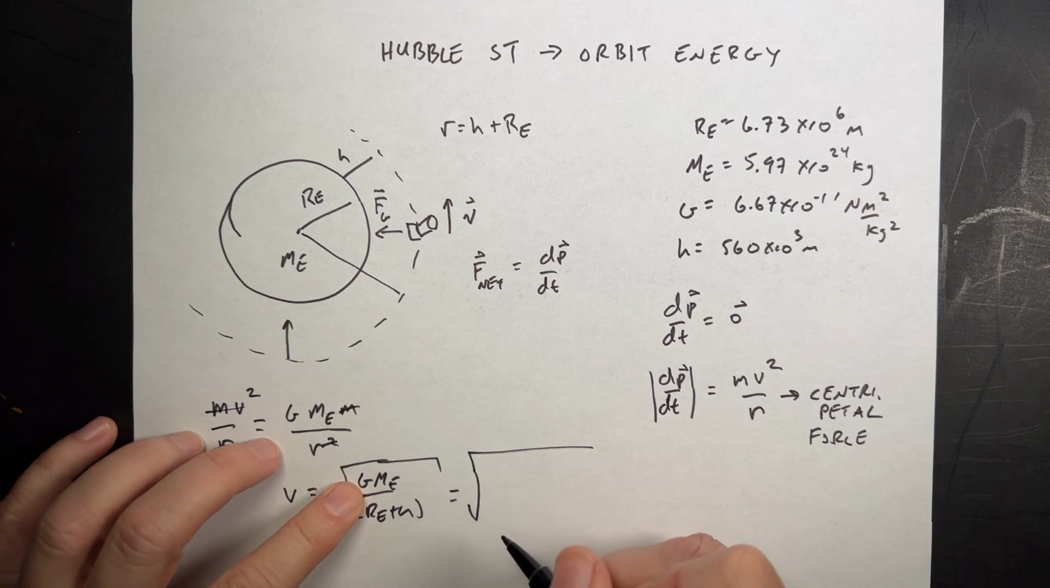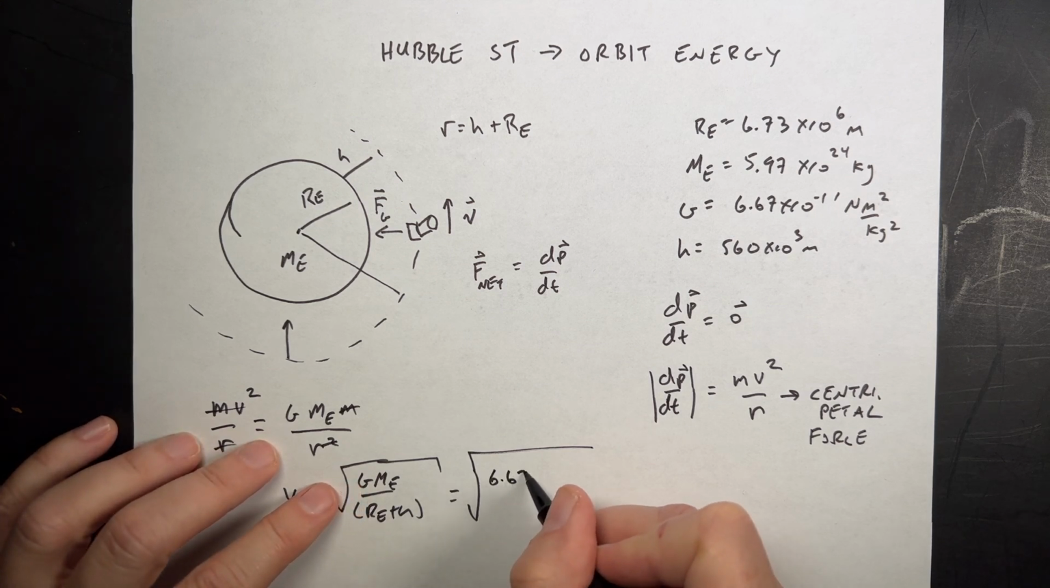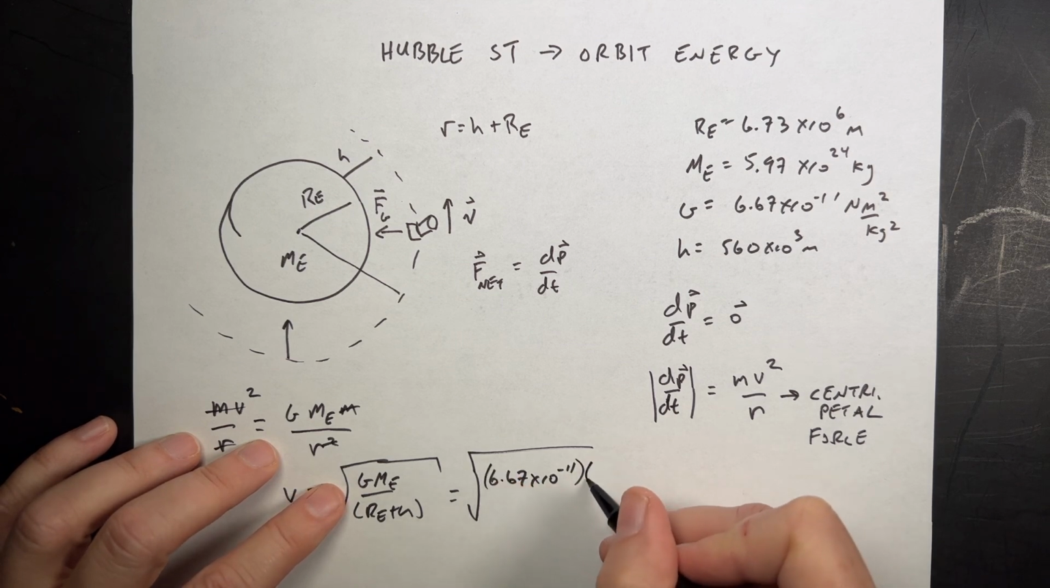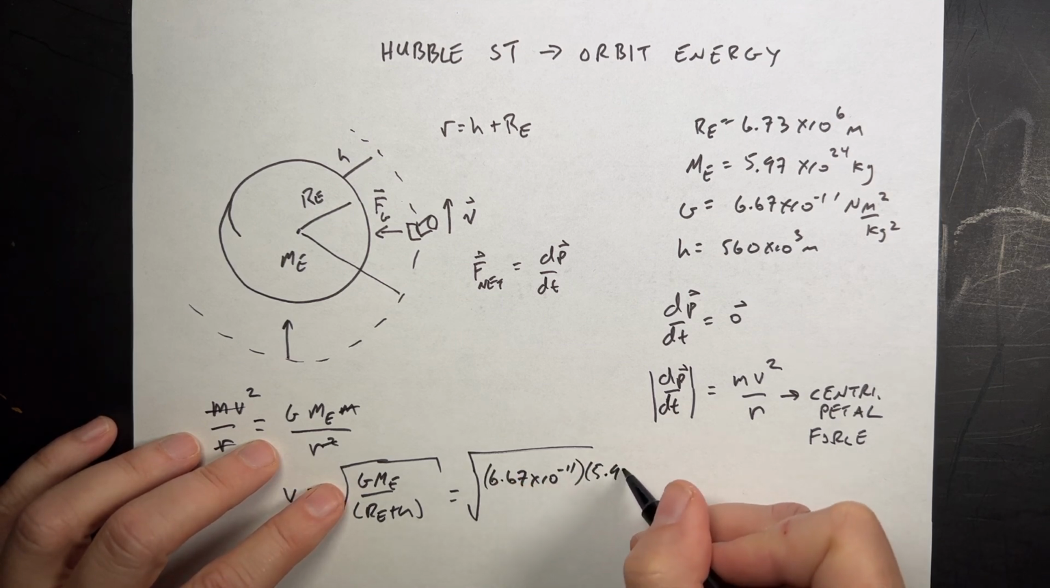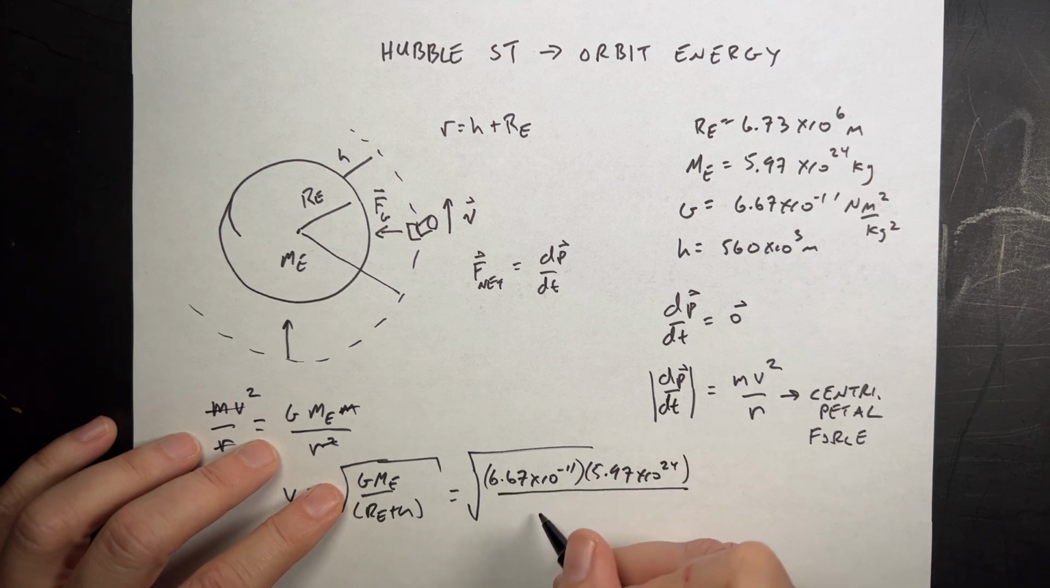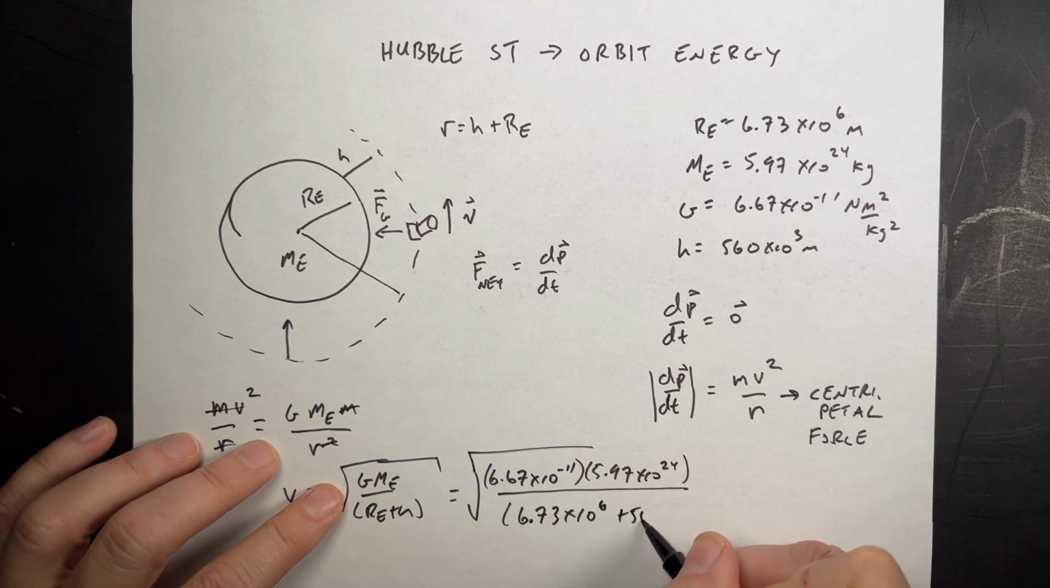So G, I'm not going to put the units, 6.67 times 10 to the negative 11th. Mass of the Earth is 5.97 times 10 to the 24th. And this is going to be equal to the radius of the Earth, 6.73, I think it's 73, times 10 to the 6th, plus 560 times 10 to the 3rd.